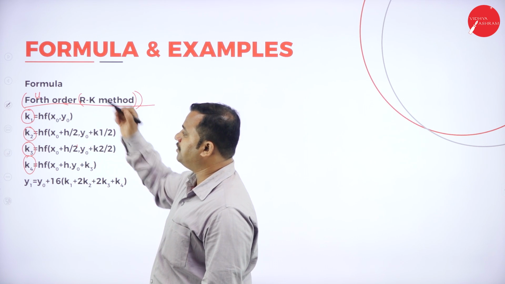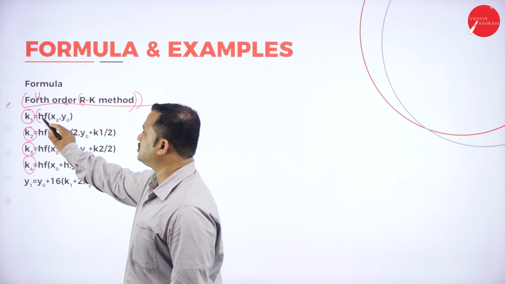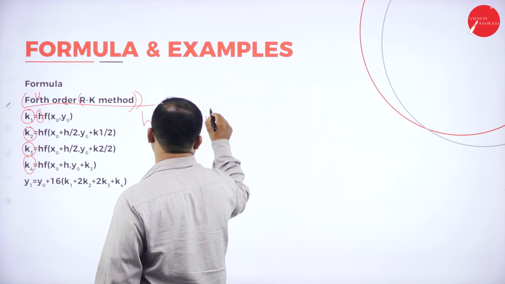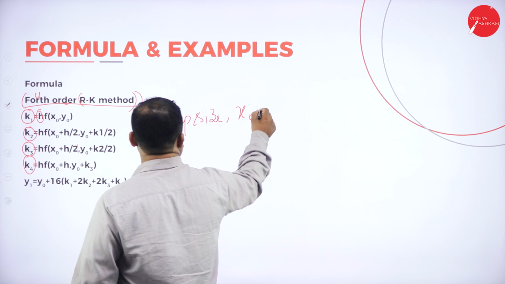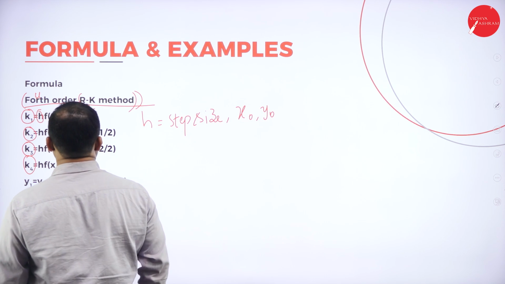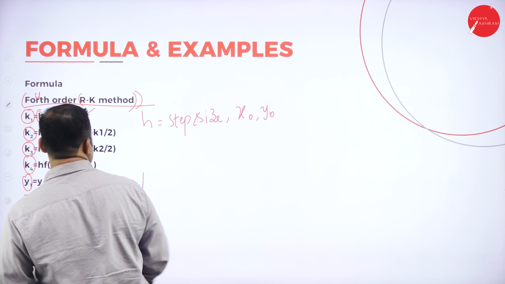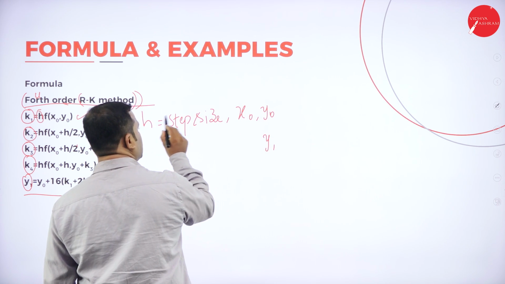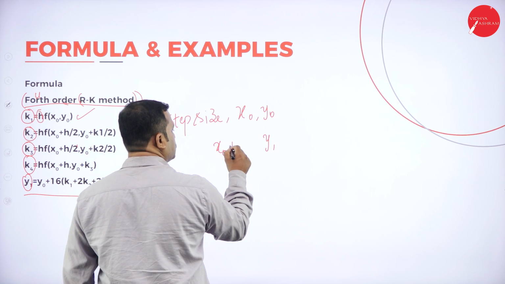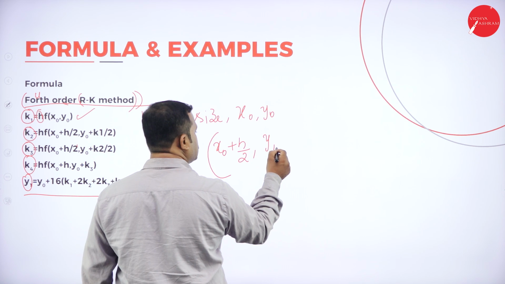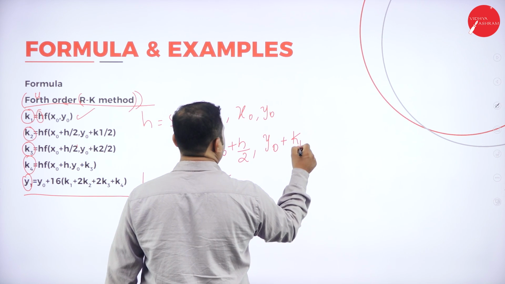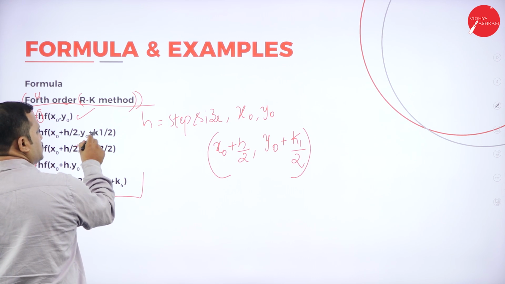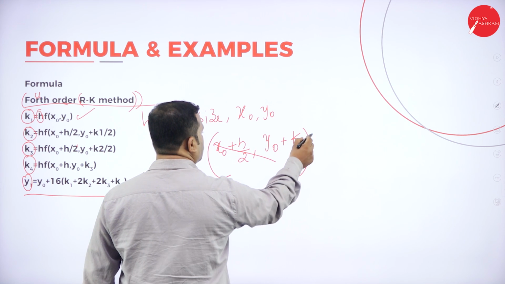If that is the case, let me explain. H is the term I am using here as the step size. Then x0, y0 is considered in the first iteration, until we get the value of y1. Once y1 is determined from x0 and y0, we will apply the step size h to x0 plus h by 2, y0 plus k1 by 2. That is, x0 plus h by 2, y0 plus k1 by 2 is applied there. That is what is going to be applied now.